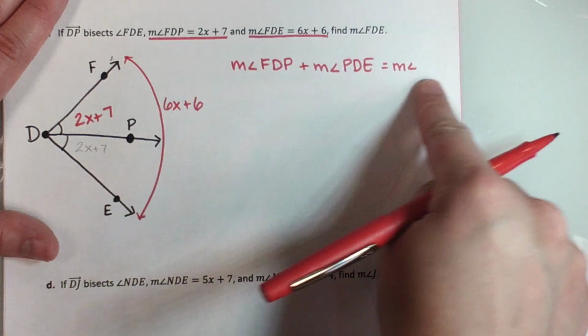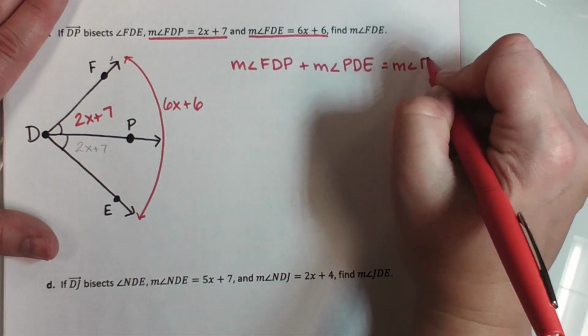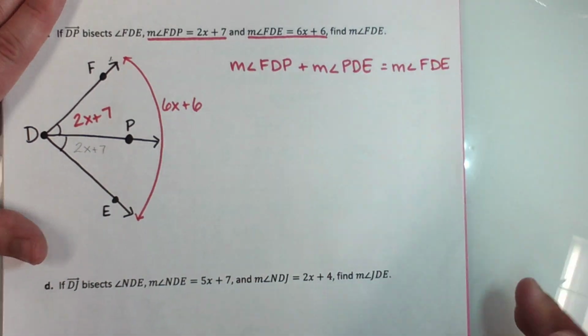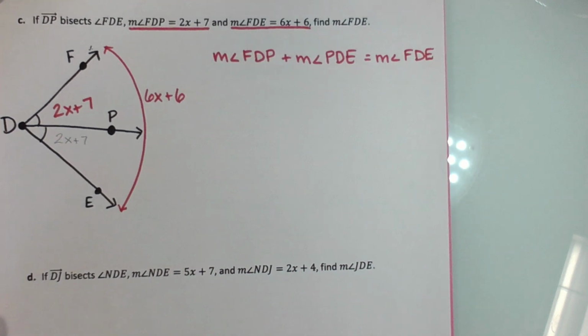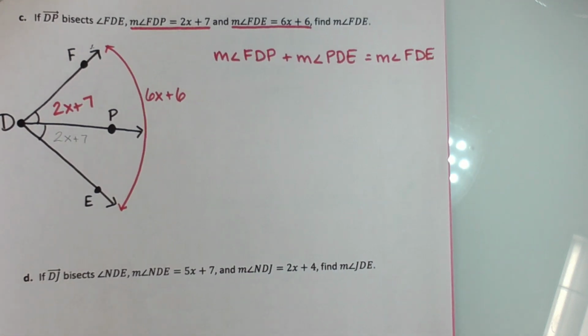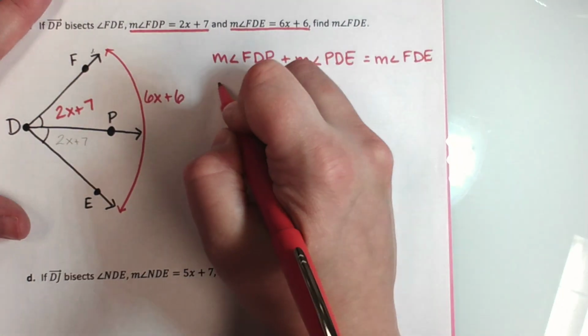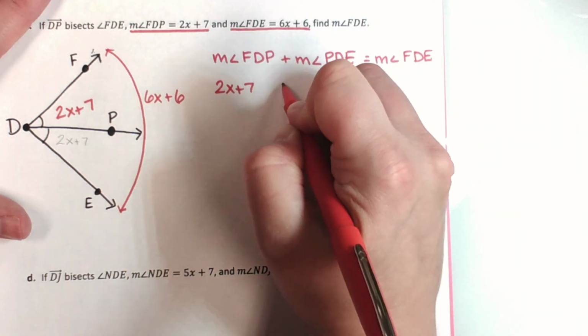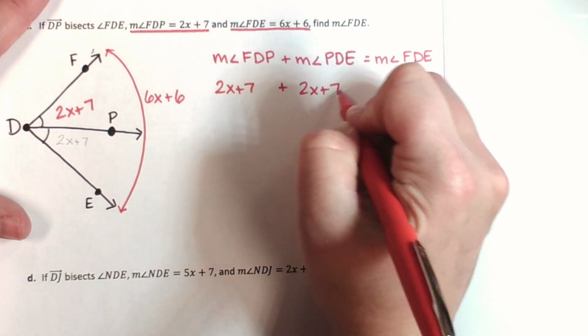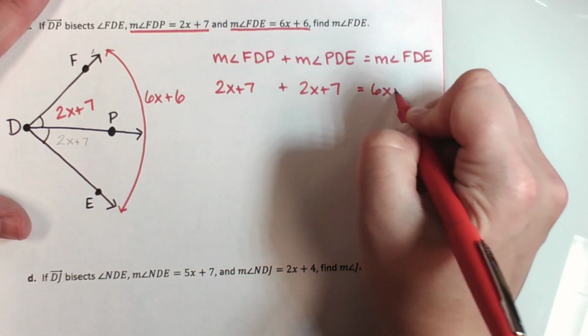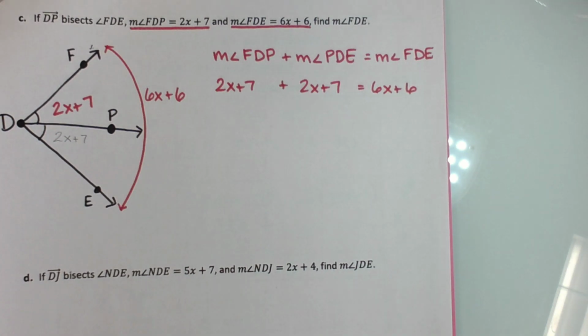Now, do you have to write out this equation every single time? No. Is it going to be an important part of step or chapter 2, which is why I keep doing it? Yeah, that's why I keep doing it. 2x plus 7 plus 2x plus 7 equals 6x plus 6, just as Nate pointed out. We can do that. Because if these 2 are congruent, they're equal. And if I know one, I can call the other one the same thing.